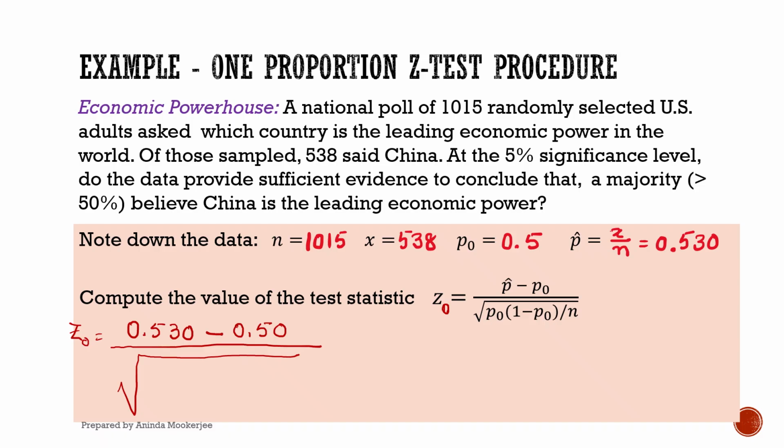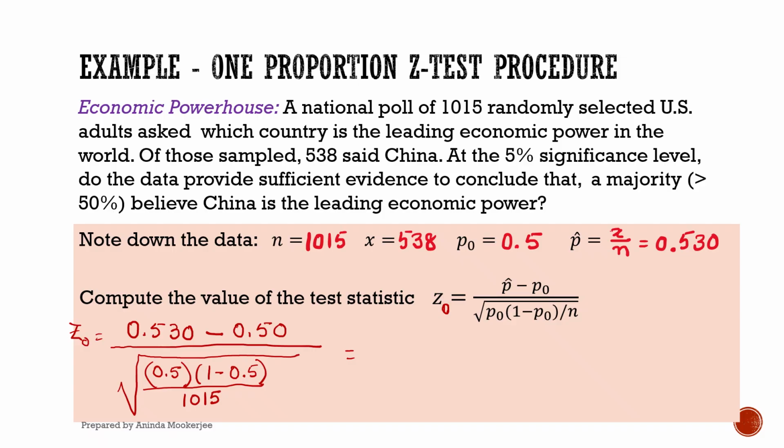All right, so we are going to write p sub 0 is 0.5. Again, that is the null hypothesis proportion, times 1 minus 0.5 divided by n. All right, so what is n? n is 1015. And when you are plugging this into your calculator, make sure that you are following the order of operations.